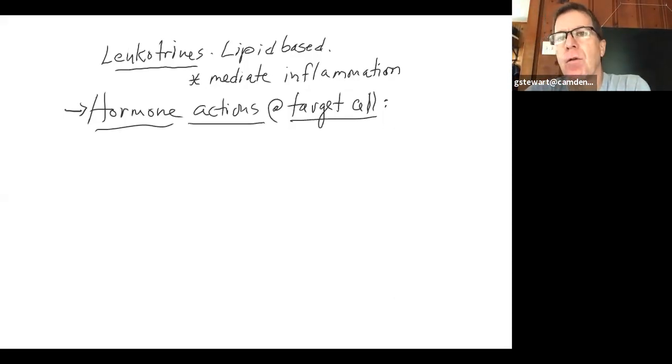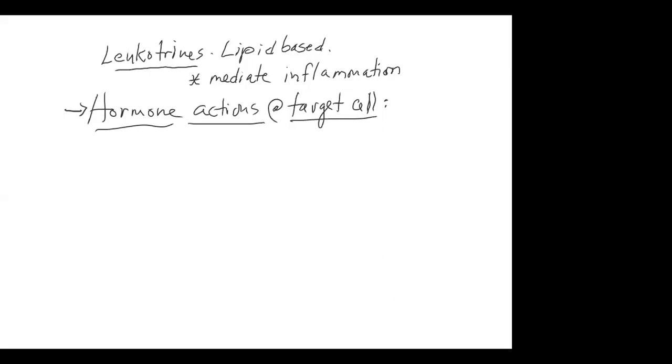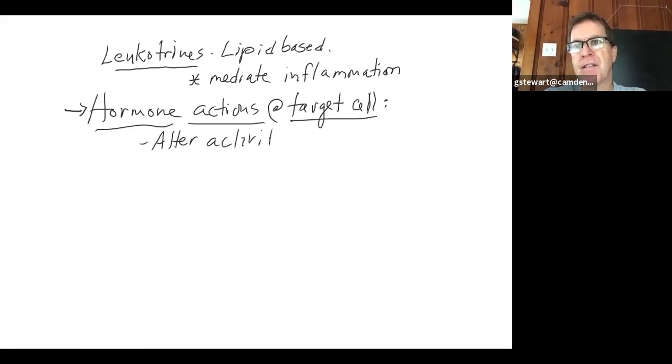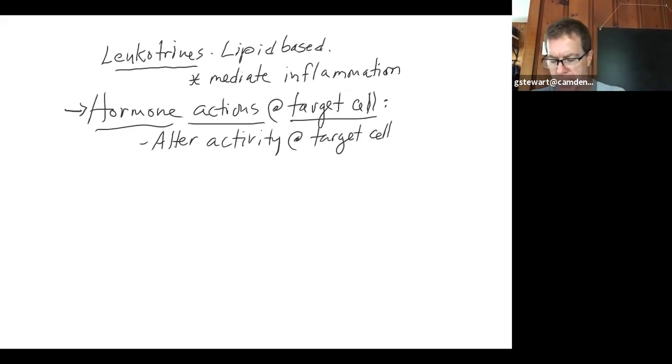What that means is hormone action at its target cell. What happens at the target cell when a hormone binds to it or within it? That's what we're talking about. So there's usually an alteration. They alter the activity of or at the target cell. And there's four main examples. I'll write them 1, 2, 3, 4.